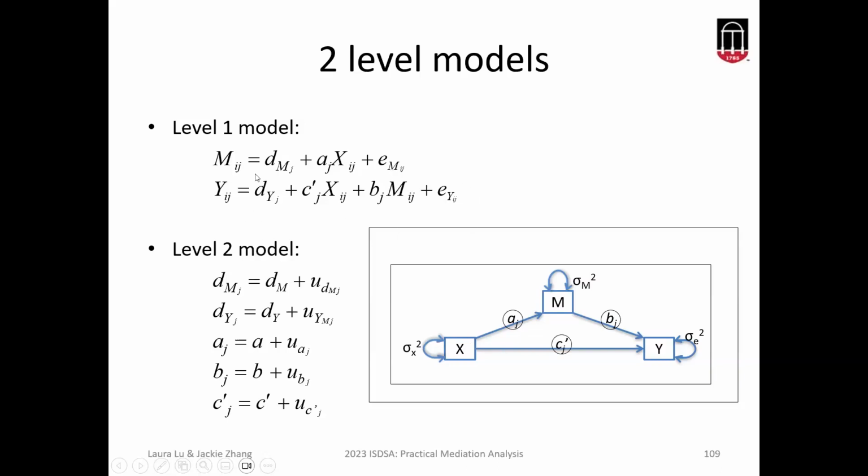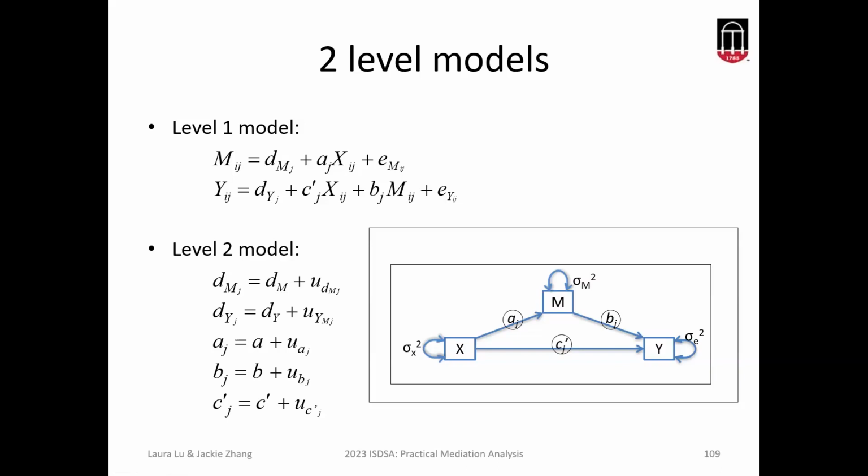The same for the second equation. All the coefficients here have the J subscript, B with the J subscript, and also the mean part, we have J. That is a level 1 equation.